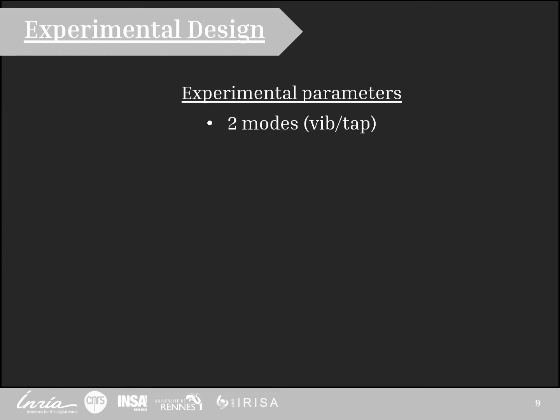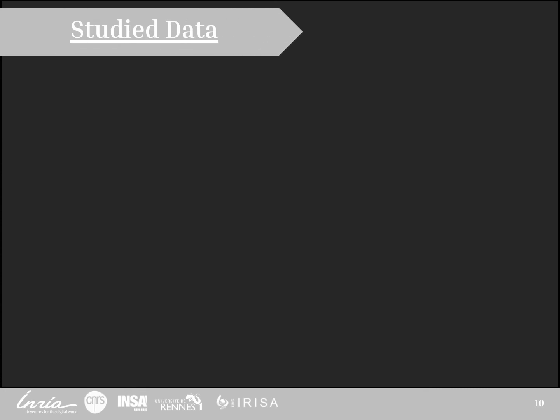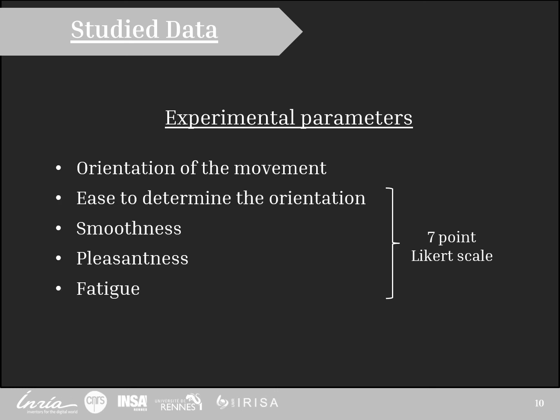Besides the 2 ways of stimulating, vibratory and tap, we also considered 2 directions of motion, distal and proximal, and 5 different curvatures of the contact surface. After the stimulations, the participants answered questions about what they perceived. First, about the perceived orientation of the movement, distal or proximal. Then, they had to rate the ease to determine this direction, the smoothness of the stimulation, the pleasantness, and the fatigue on their hand, all of those on a 7-point Likert scale.